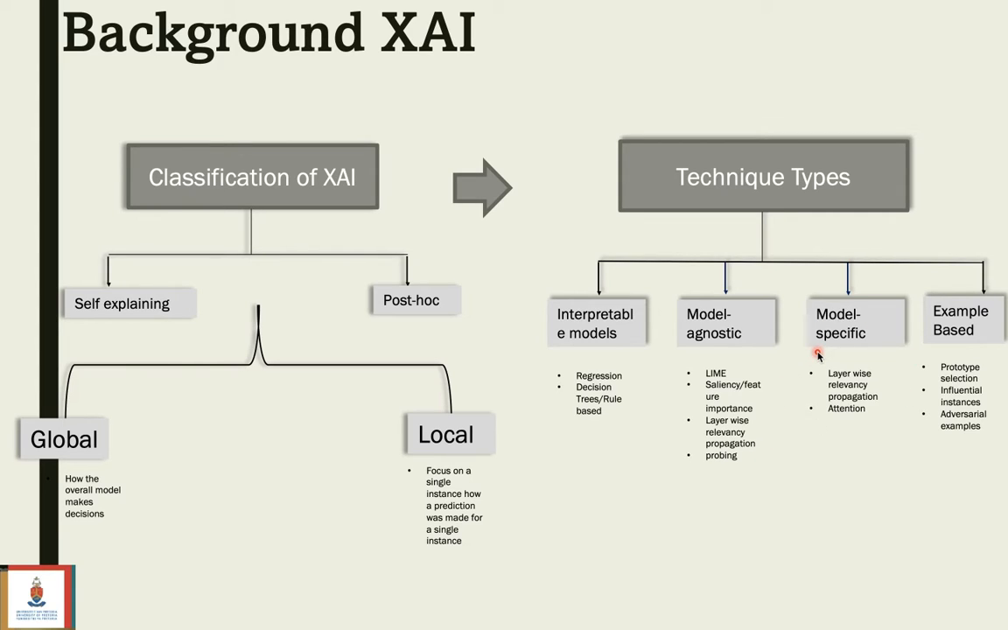Thirdly, model specific. These techniques are very specific to this model type. Those techniques are layer-wise relevancy propagation as well as your attention maps. And then lastly are example-based techniques, which is prototype selection, influence instances, and adversarial examples. So this is not an exhaustive list, but just an example of techniques that can be used to achieve interpretability in black box models.